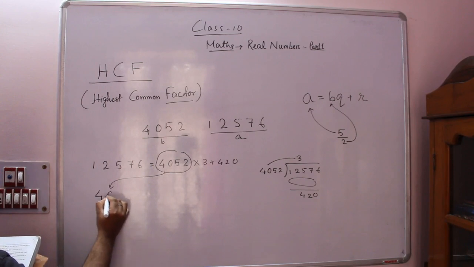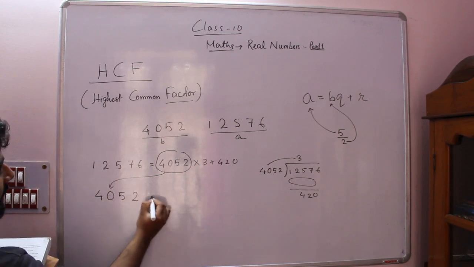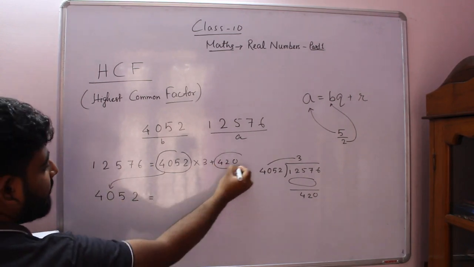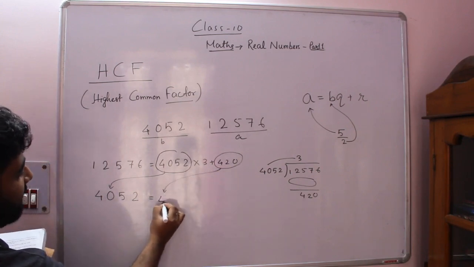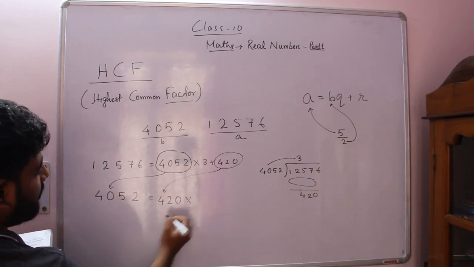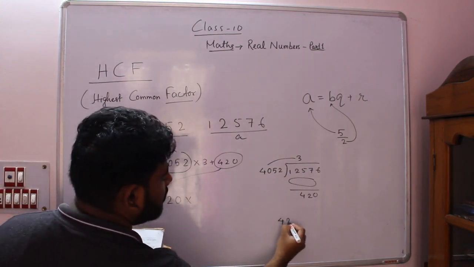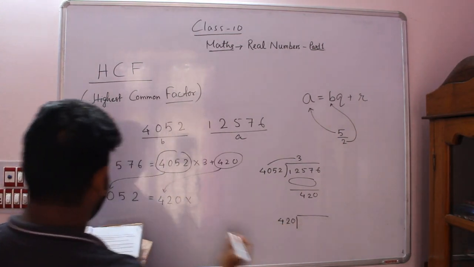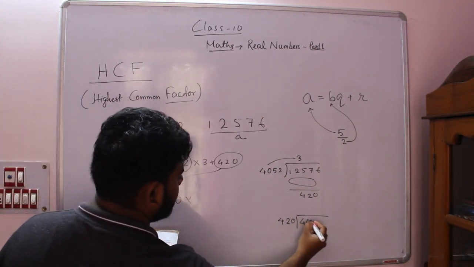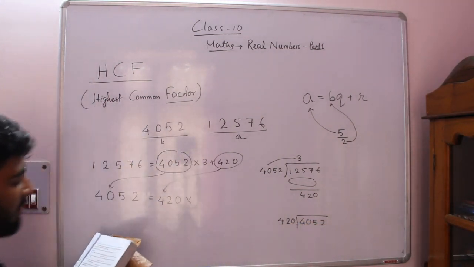So what happens now is this will be our A now, 4052, and what is B? This remainder will be our B now, 420. That means we have to divide this by 420. So 420 has to be divided with 4052. Sorry, 4052 has to be divided with 420.